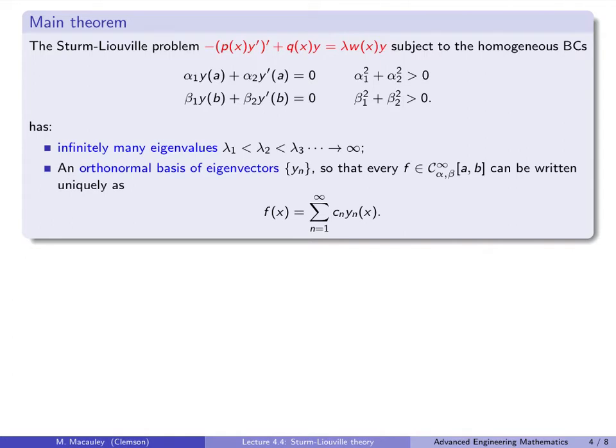So because the Sturm-Liouville operator L, where Ly equals lambda y, is self-adjoint, we know that eigenvectors corresponding to distinct eigenvalues are orthogonal. And something else you can say is that each eigenvalue is only going to have one eigenvector.